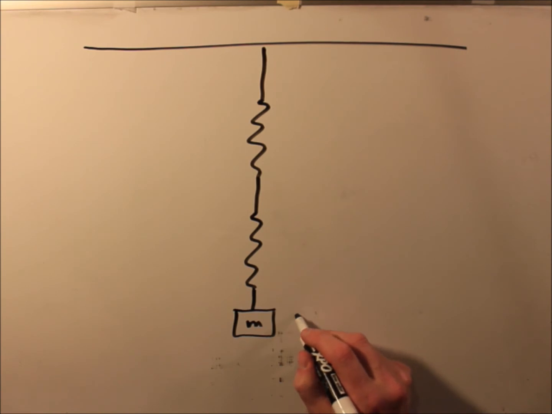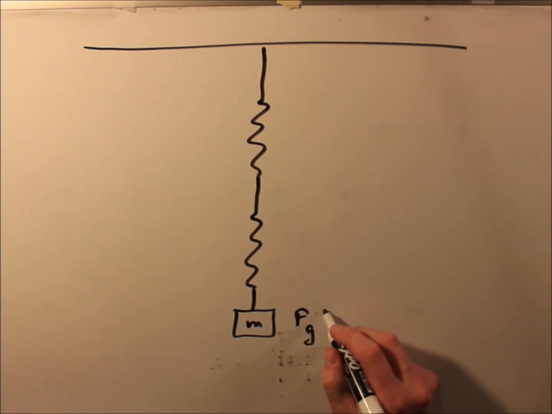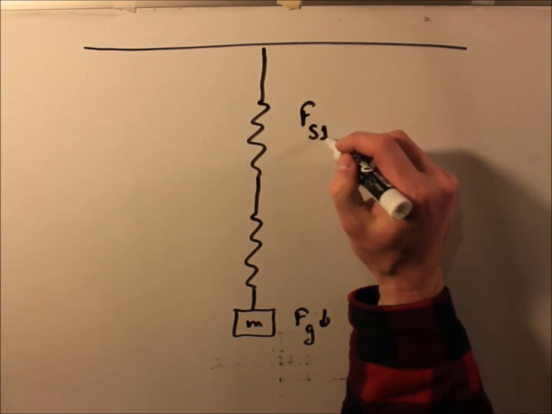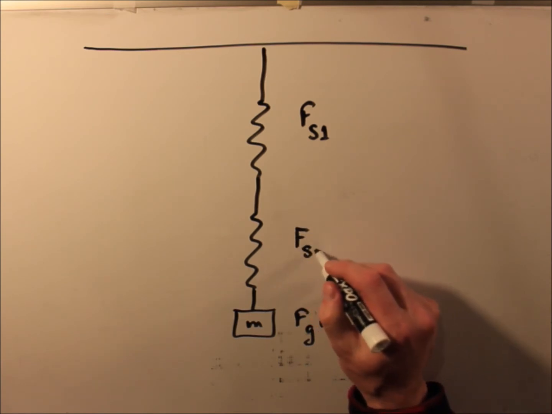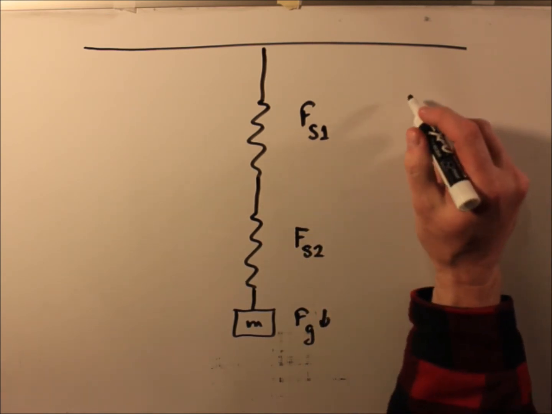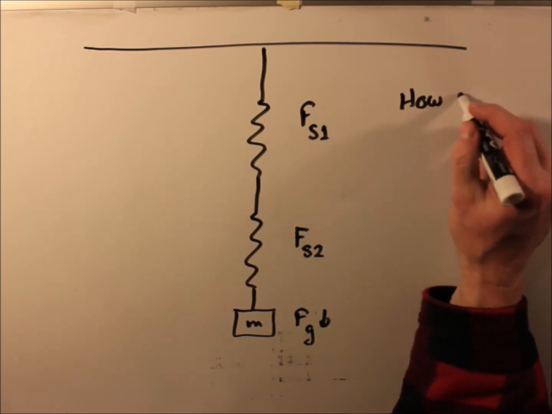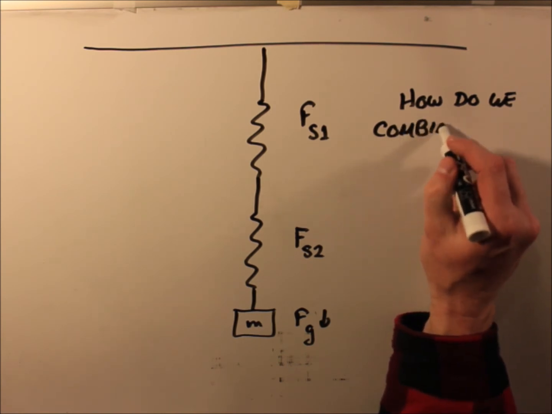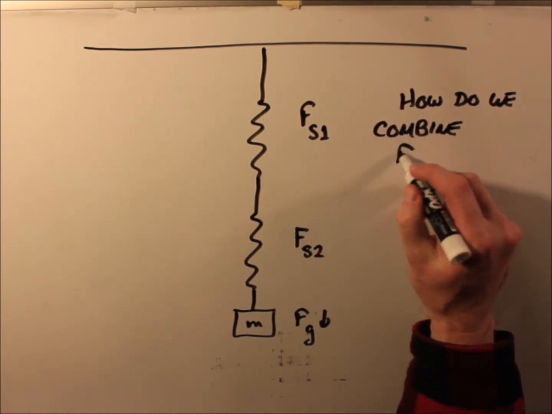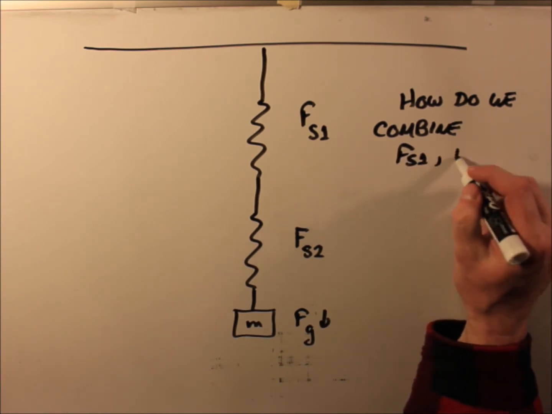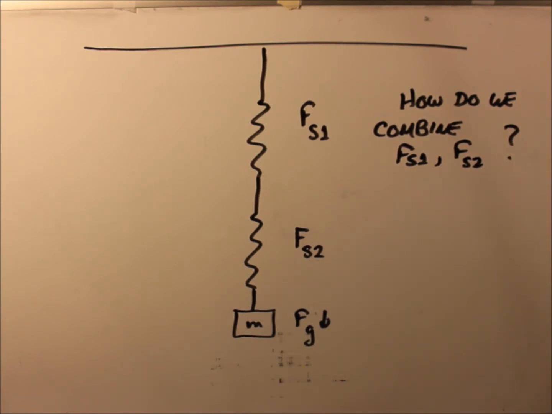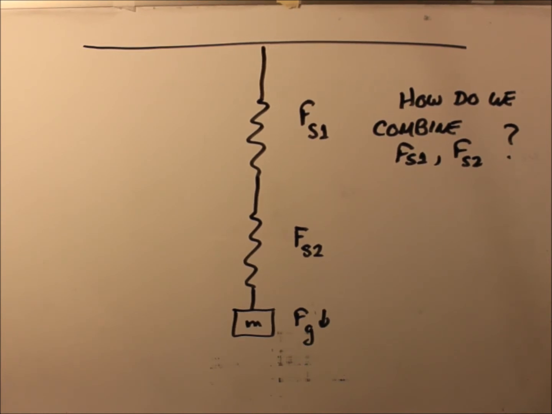So there's a weight, force of gravity acting downward. We have a spring force for the first spring and a spring force for the second spring. So the question then is, how do we combine FS1 and FS2? Now, naturally, we could guess and say, oh, just add them. Well, it would seem like a perfectly reasonable thing to do, and we'd be wrong.